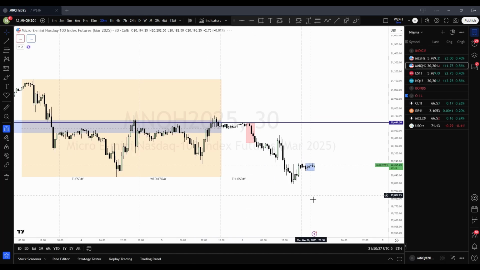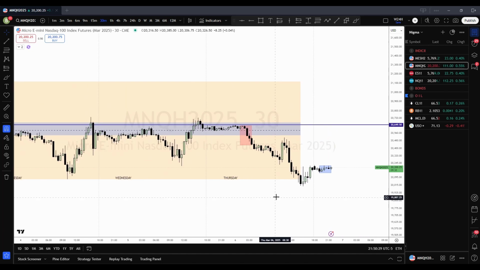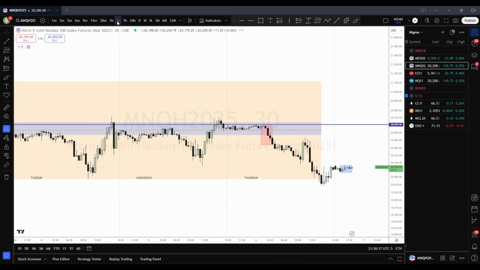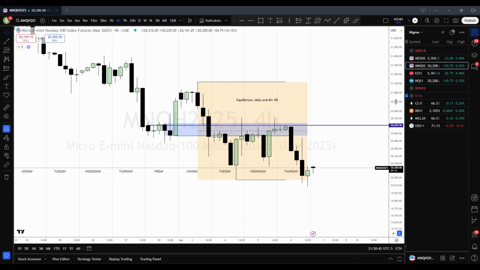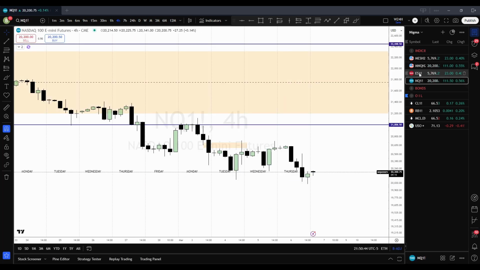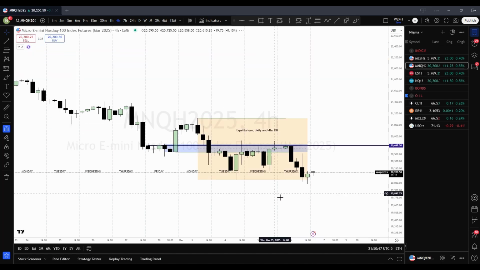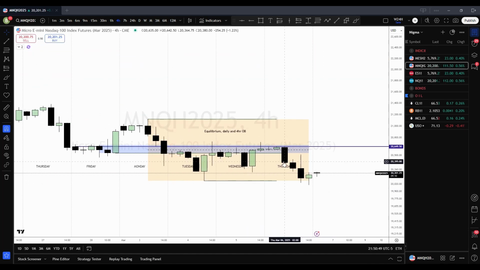So what can I expect? I expected the Thursday New York AM session to give me some type of a reversal or a manipulation. The manipulation came in the form of the 4-hour chart. We have a drop down here in London, and we created this fair value gap. So I started to highlight this as a possible area to reverse from.